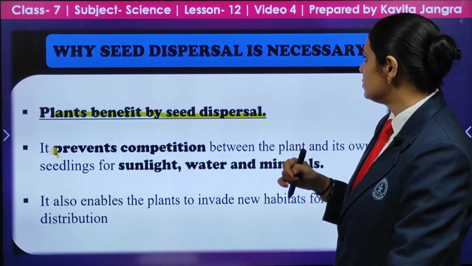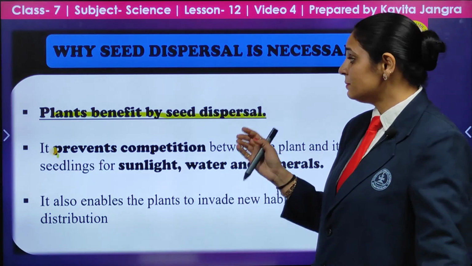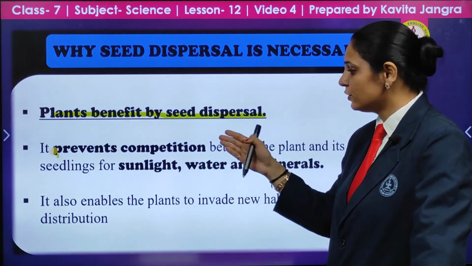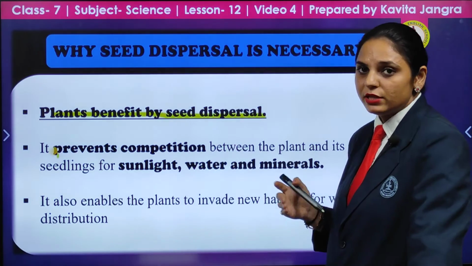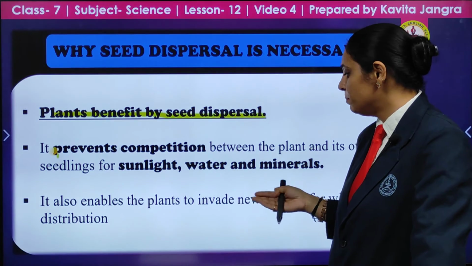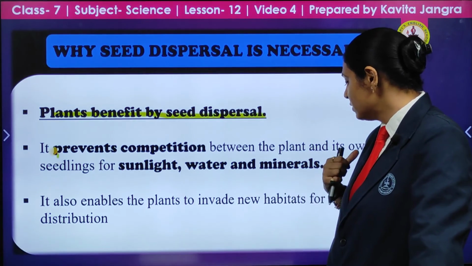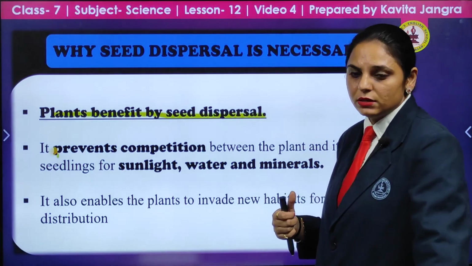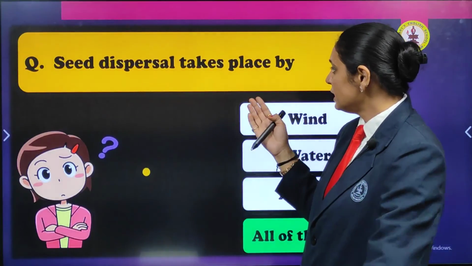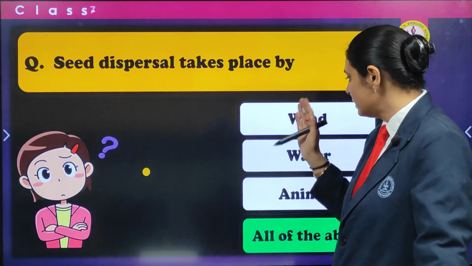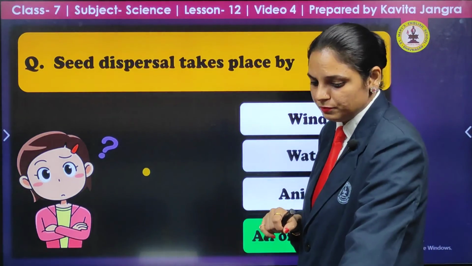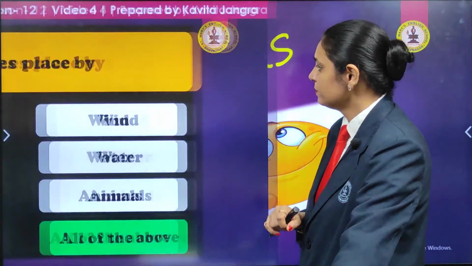So why is seed dispersal necessary? Because plants benefit by seed dispersal and it prevents competition for sunlight, water and minerals, because they have to grow, they have to give fruits, they have to develop. Now it enables the plants to invade new habitats for wider distribution, because they will spread in this way to wider places. So seed dispersal takes place in which way? Yes, exactly, by all the ways: through wind, water and animals.